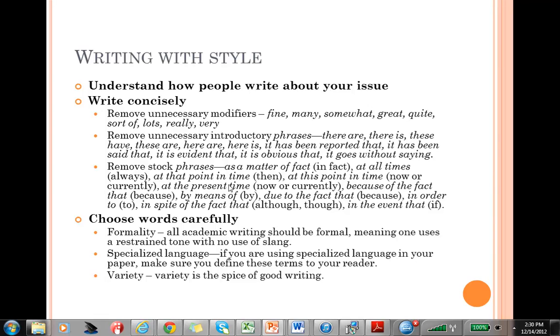You also want to have a restrained tone that isn't overly opinionated. You want to rely on the facts to prove your point. Also, if you're using any specialized language in your essay, you want to make sure that you define that language in the beginning of your essay, and assume that anyone reading your paper isn't familiar with the terms that you're using. Also, you want to use variety. Don't always say things exactly the same way. It's not only the spice of life, it's also the spice of good writing.